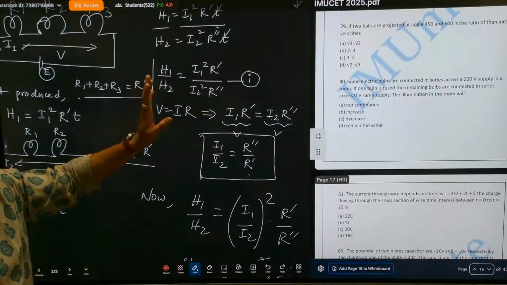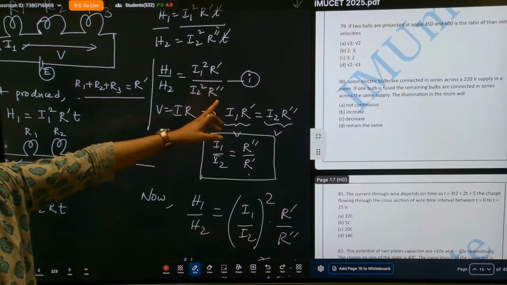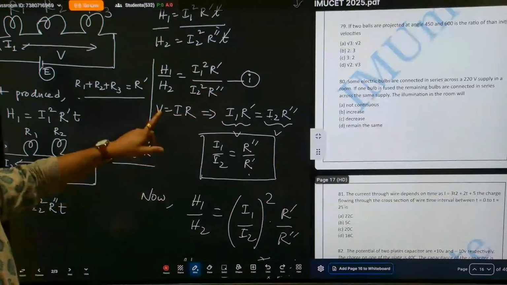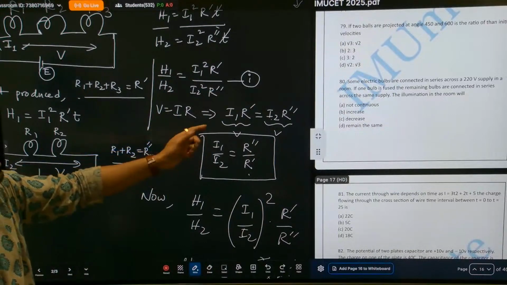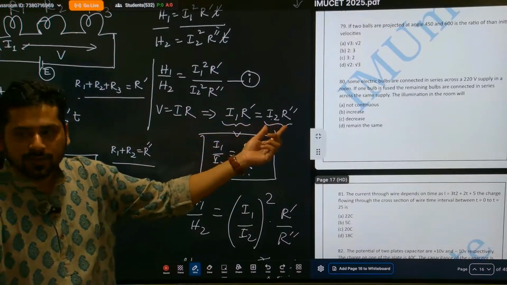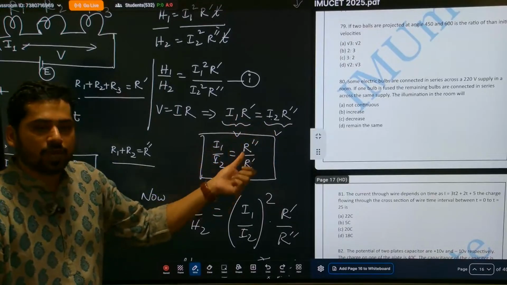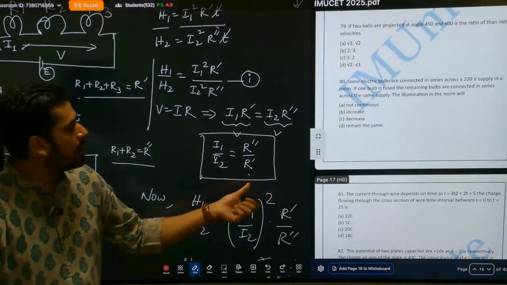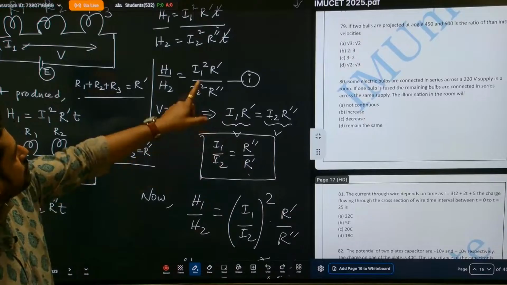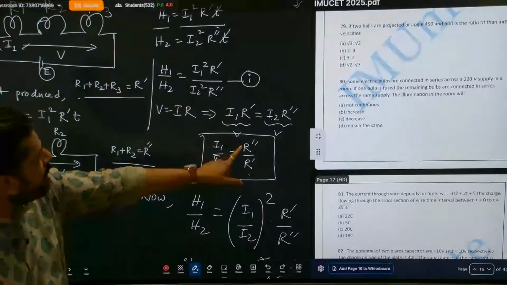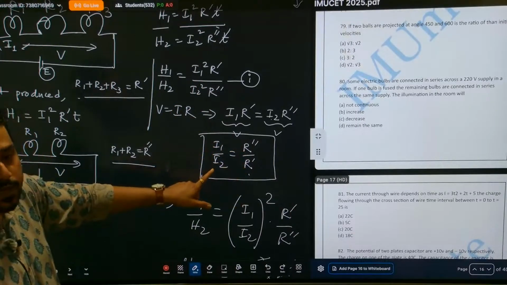Initial current, initial resistance, final current square, final resistance, square of the current obviously. Now V equals IR. So initial current times R dash, and final current times final resistance R double dash. So what is the ratio of I1 and I2? R double dash by R dash. So just replace this R double dash by R dash in place of I1 and I2 in this equation.